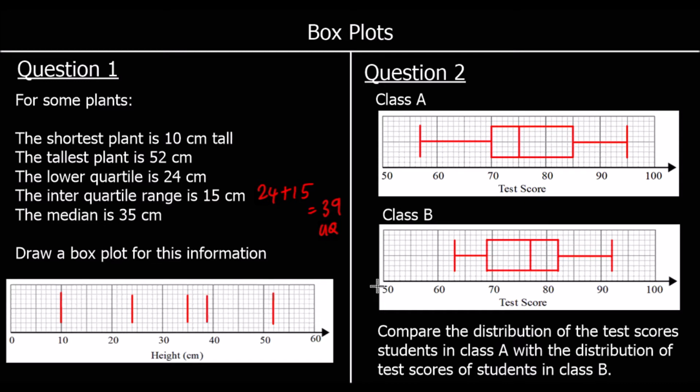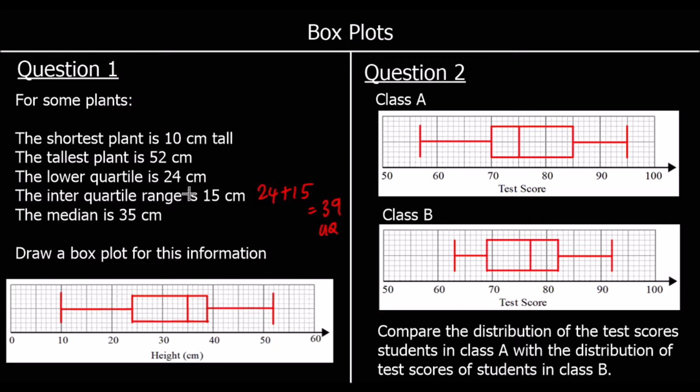So there are our 5 lines on the box plot. We join a box around the quartiles with the median inside it. So that represents the middle 50% of the data. And then we draw a line out to the highest value and a line to the lowest value. So that is a box plot.